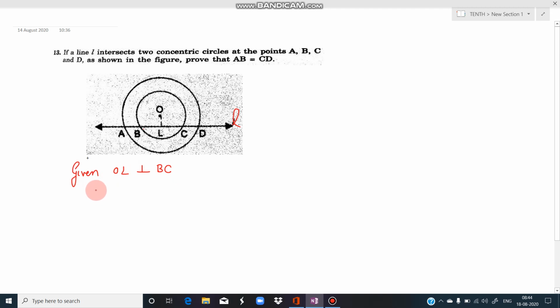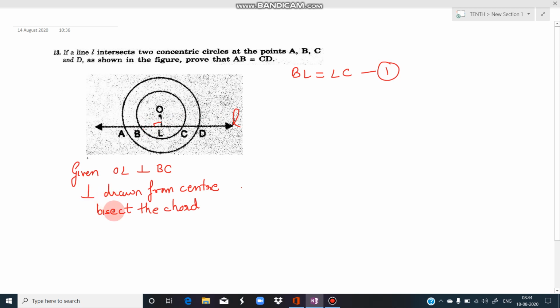Now here we are using one result throughout. What is the result? That a perpendicular drawn from the center bisects the chord. This result we are going to write in the answer. It will bisect the chord. So therefore this BL is equal to LC, because in the small circle, O is the center, OL is the perpendicular. So the perpendicular from the center bisects the chord. That means BL is equal to CL.